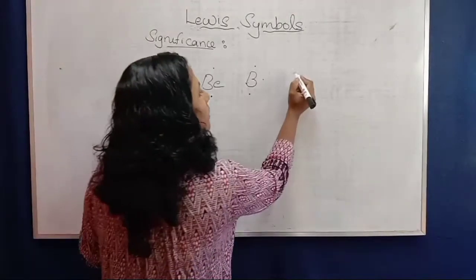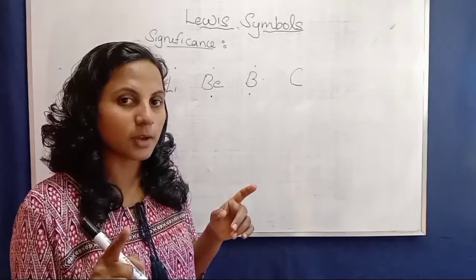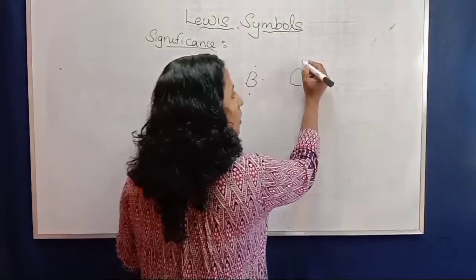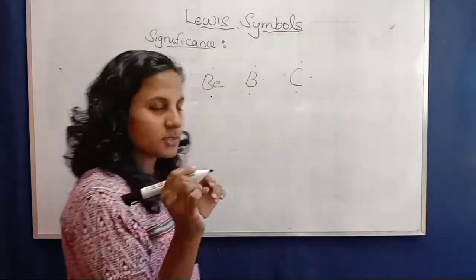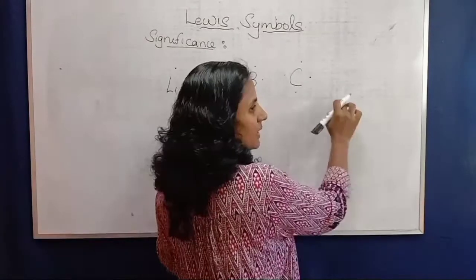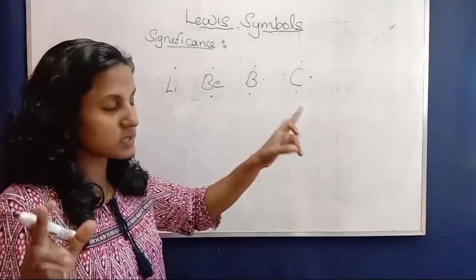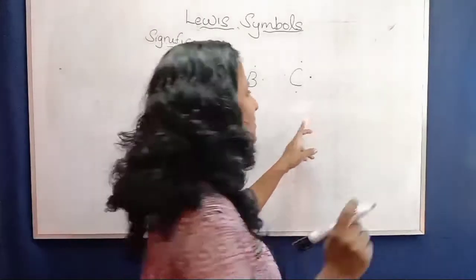Now, you write the carbon. How many outer electrons are there for carbon? 4 outer electrons are there. Therefore, how many dots should we put here? We should put 4 dots. Next, which atom comes in the second row? I am writing the atoms of the second row: lithium, beryllium, boron, carbon. Next is nitrogen.